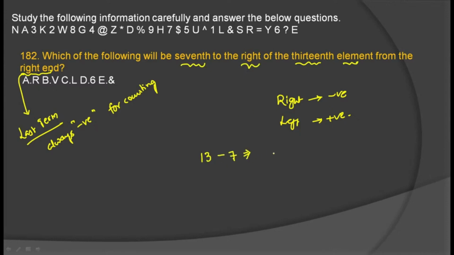Now the total numerical we have here is 6. Now directly you can count the sixth element from the right end. You already know that it's the right end. Now 1, 2, 3, 4, 5, sixth element. Now directly you can choose your option, it is R.